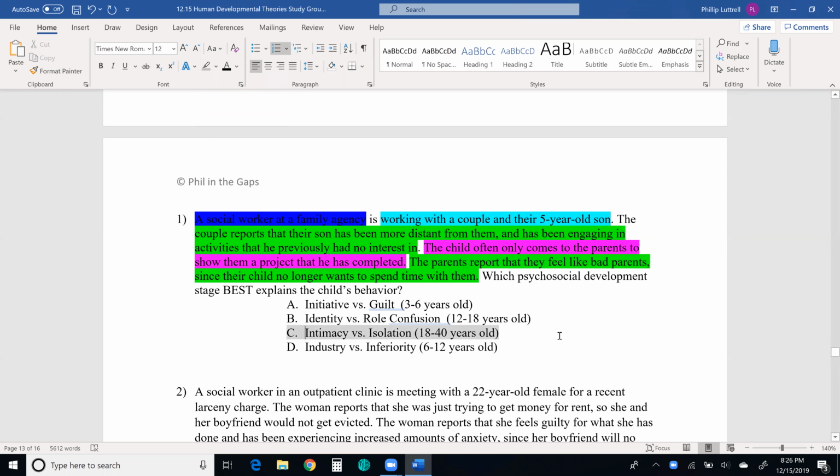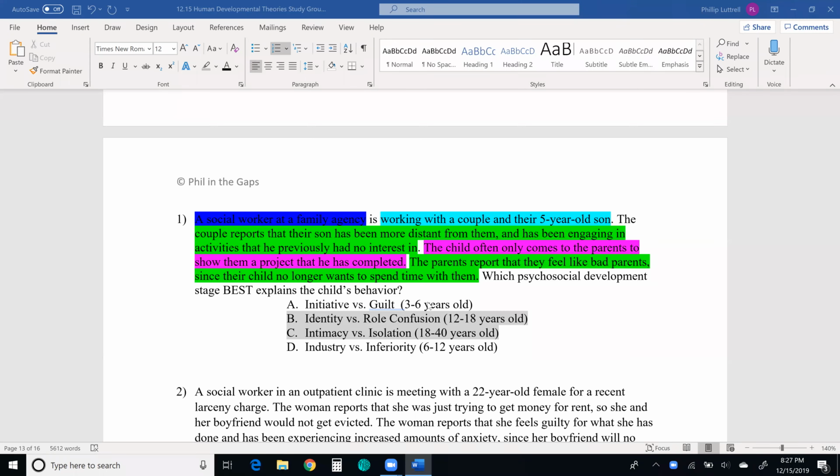Why? Because intimacy versus isolation is where you're looking for an intimate partner and connections outside the family. In this particular situation, this 5-year-old is not trying to find an intimate partner or connection outside of them. He's just roaming away from the parents and completing tasks. We're also going to rule out identity versus role confusion because he's not really trying to find a sense of identity. Yes, he's roaming away from the parents and trying to figure out what works for him and what doesn't. But at the end of the day, he's still coming back to the parents and saying, hey, look what I've done. What do you think about it? Have I done what I'm supposed to?